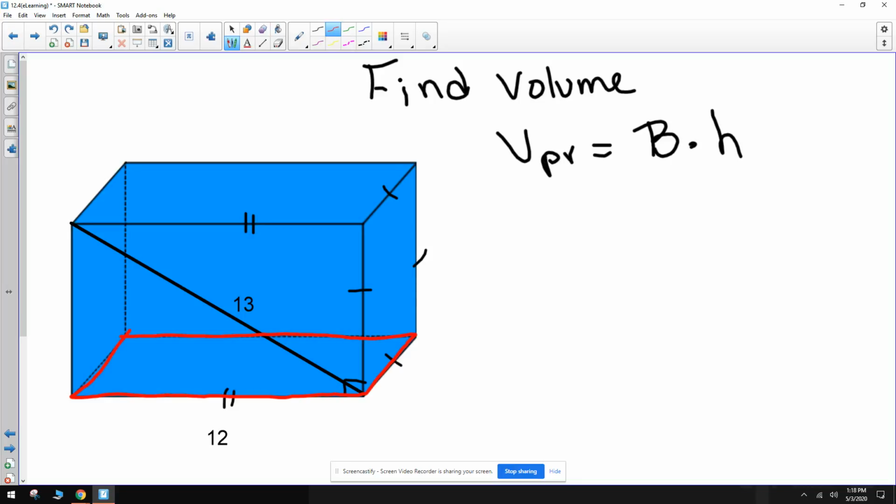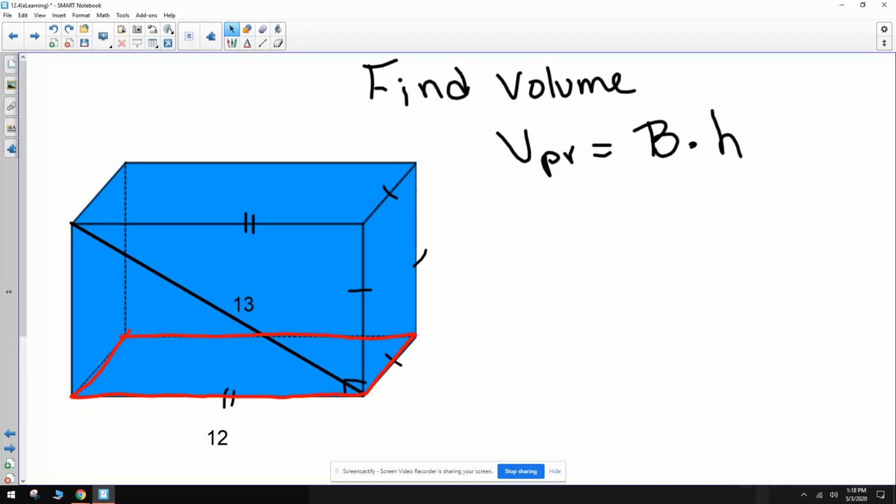You don't have to. If you really wanted to, you could use this, but your height is going to be different now that you're using that. So just keep that in mind. In some of the homework, some of you have made that mistake. All right, so my base is that.